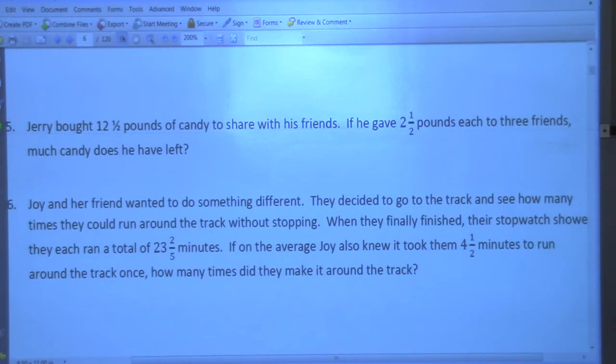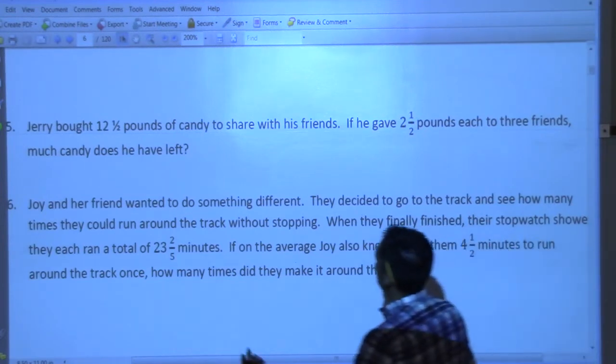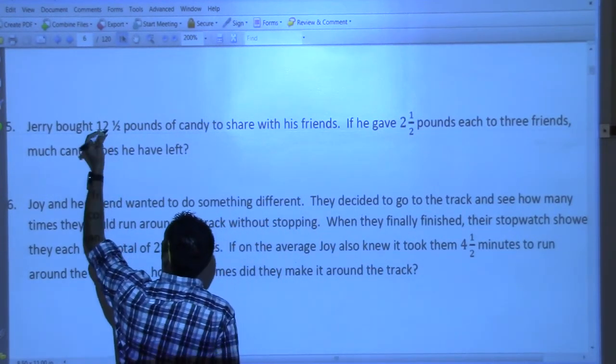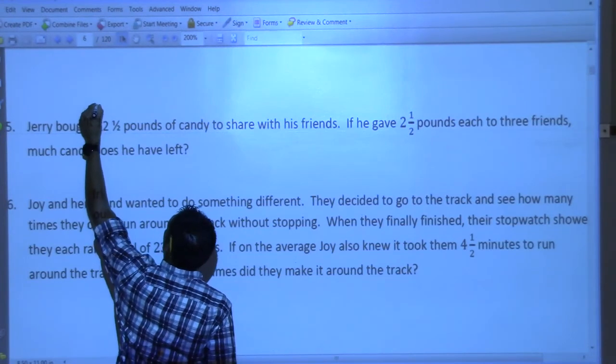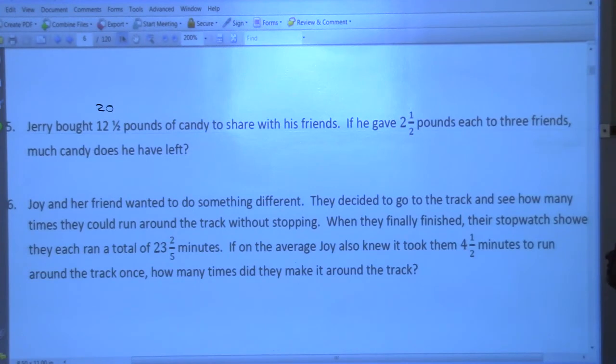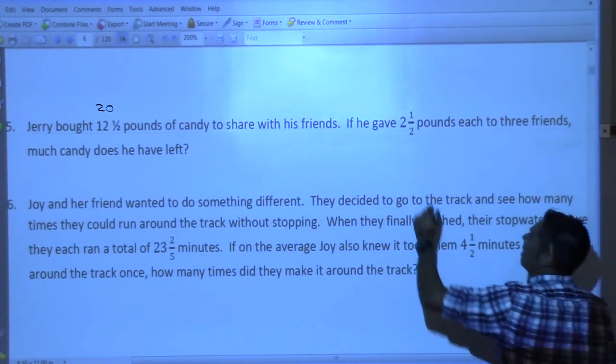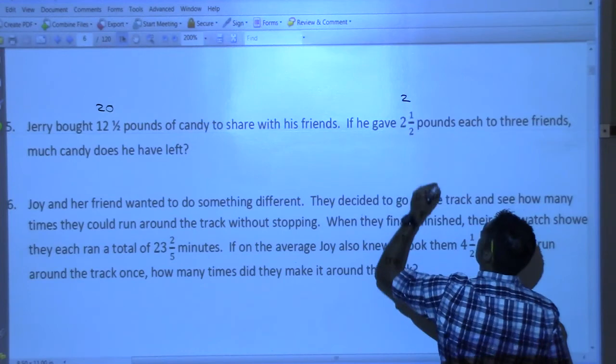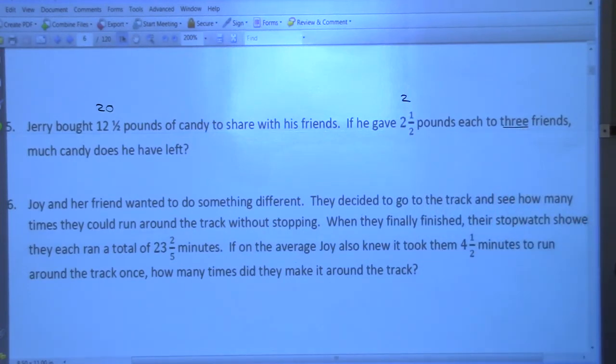So look, this is the first problem that's requiring a little bit more thought than the others. Any word problem I've ever had where I've been confused about what to do, I've always tried to just rethink the problem with easier numbers. Okay, so let me give you an example. Let's say I change this to 20 pounds. All right, that's a nice number to think about. Let's say Jerry had 20 pounds of candy. Let's say that he gave, instead of 2.5, 2 pounds to each of his 3 friends.